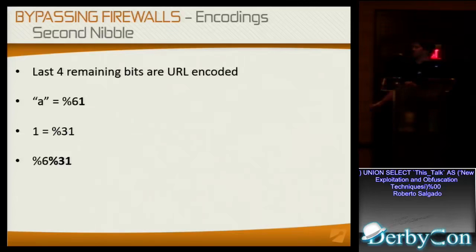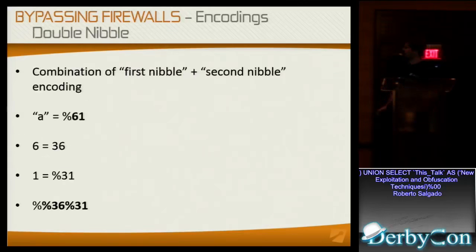The second nibble encoding is the same idea, but you're doing the last 4 bits instead of the first 4. Double nibble encoding is just a combination of both. You encode both nibbles, so the whole 8 bits.